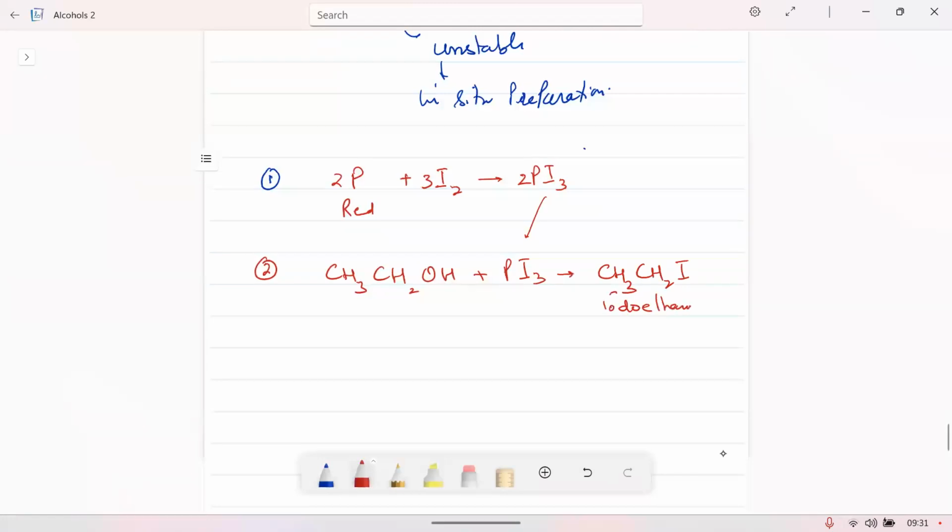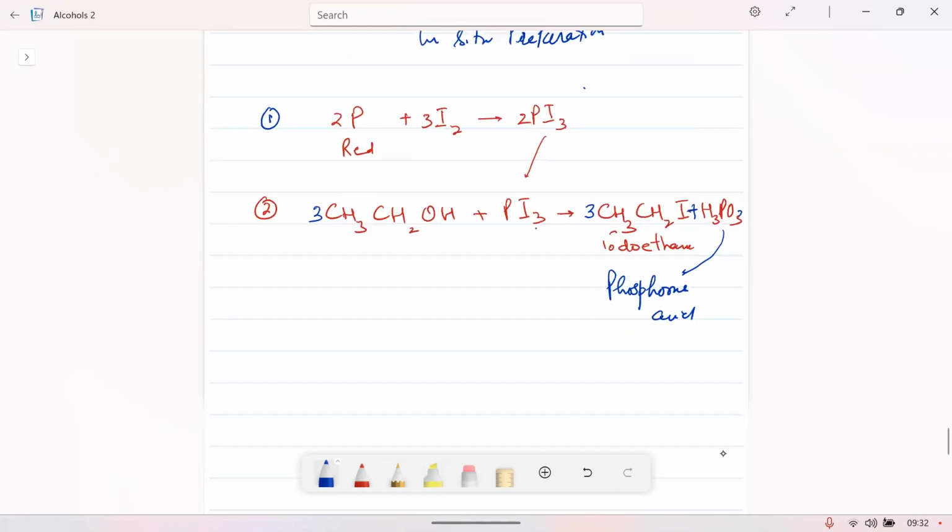plus H3PO3. This H3PO3 is known as phosphorous acid. If you want to balance it, there are 3 iodines, so I have to put 3. Because of this, I have to take this 3. Now it is balanced. So this is how you prepare iodoalkane.